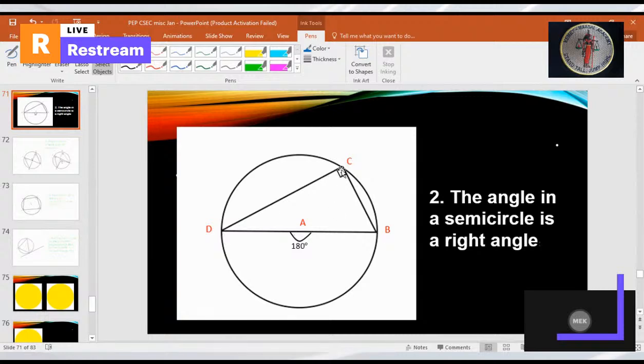So once an angle starts anywhere at any point along the circumference and it touches both ends of the diameter, that angle is automatically a 90-degree angle. It's a right angle. So all you need to do is to verify that the angle is indeed touching both ends of the diameter. Once the angle starts on the circumference and touches both ends of the diameter, you don't have to ask any further questions. You know this is a right angle here. All right, so let's go on to the next theorem.